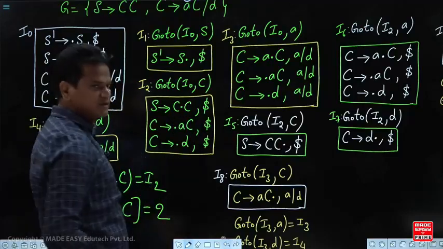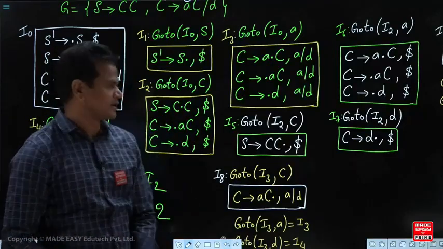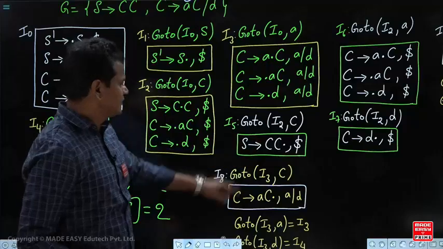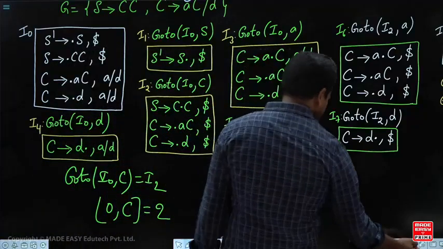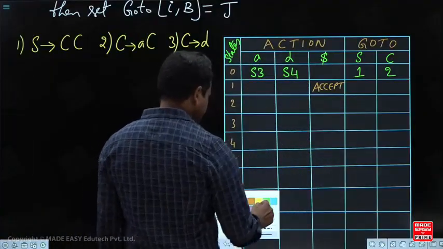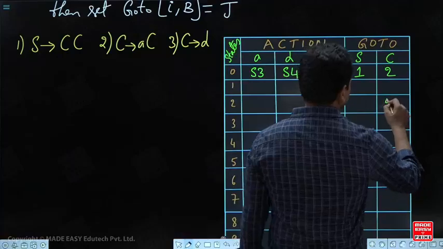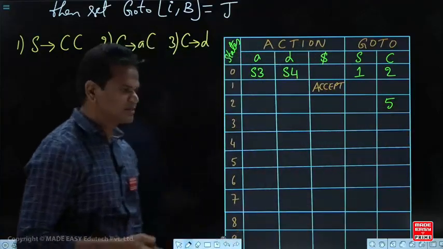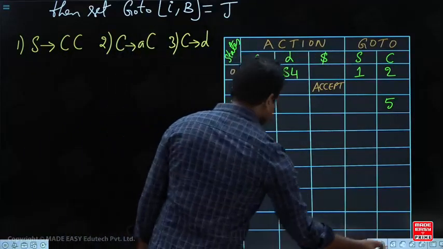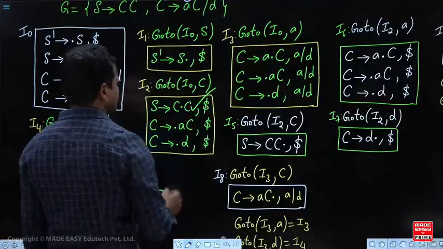For non-terminals, what do we do? Simply we write the number. So I2 comma c has gone to I5. So in 2 comma c, simply we write the number 5. No shift, no reduce. For non-terminals, only the number. Next. So this is done. Now come to the next one.